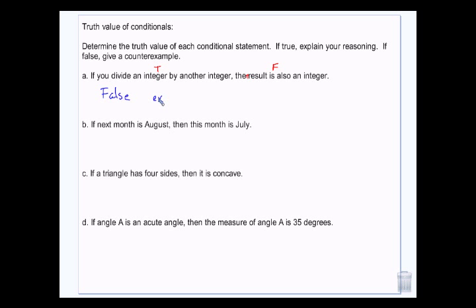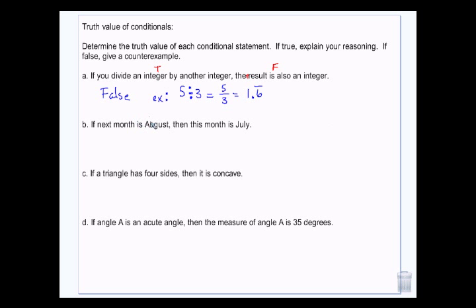And we can come up with any kind of counterexample. Let's say 5 divided by 3. So it's a fraction, not an integer. And if we did it into decimal format, it would be 1.6 repeating. Non-integer. So you can come up with any example, any counterexample.